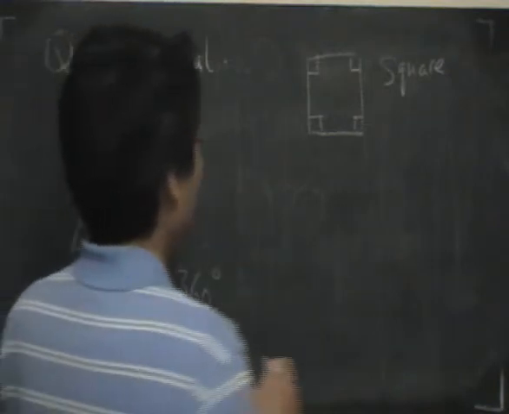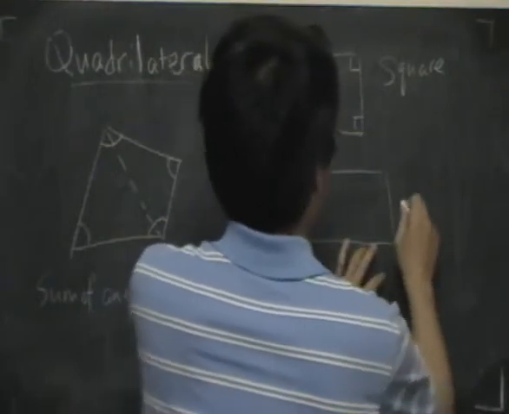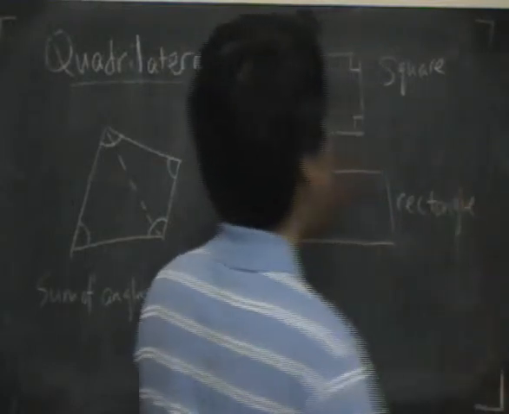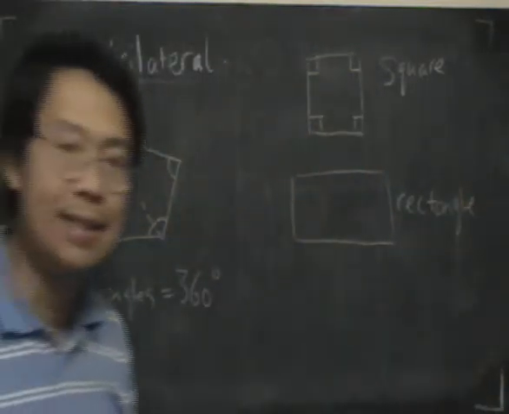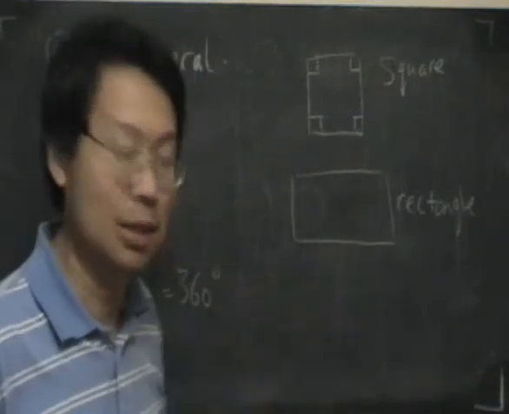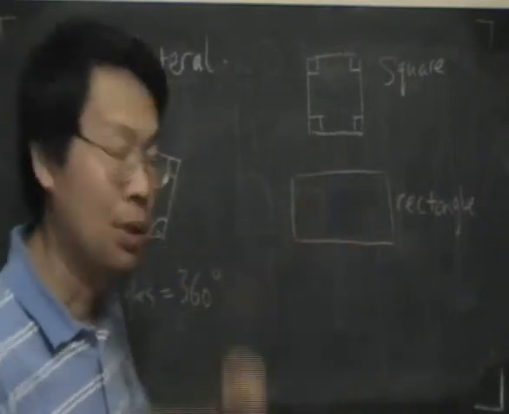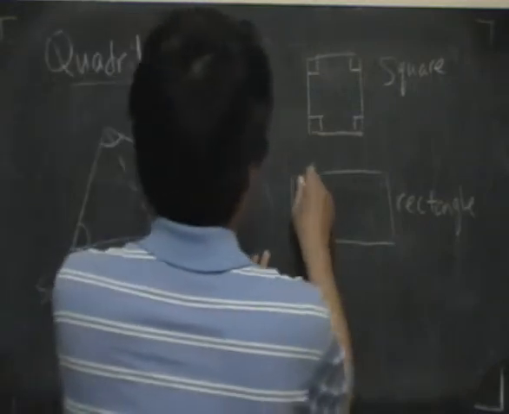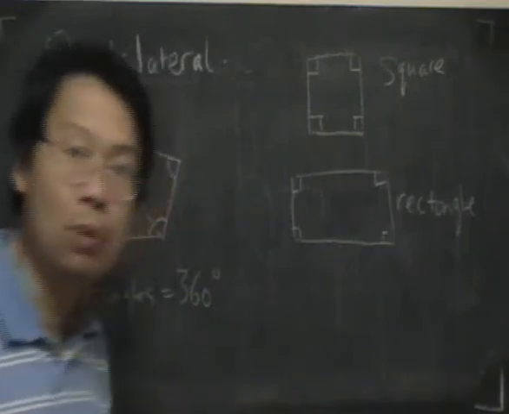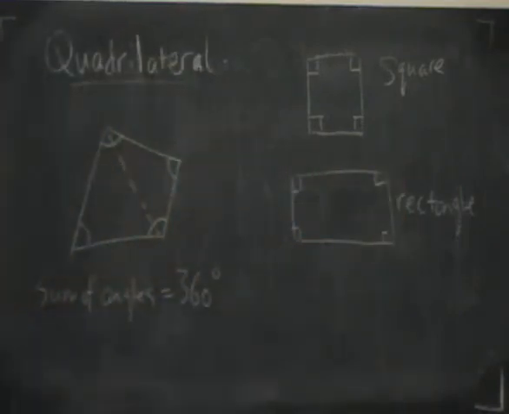Now the next familiar figure is a rectangle. Right? So a rectangle has two longer sides and two shorter sides. Each pair is parallel, and all the angles are also 90 degrees. So therefore, the sum of the angles here is also 360 degrees.